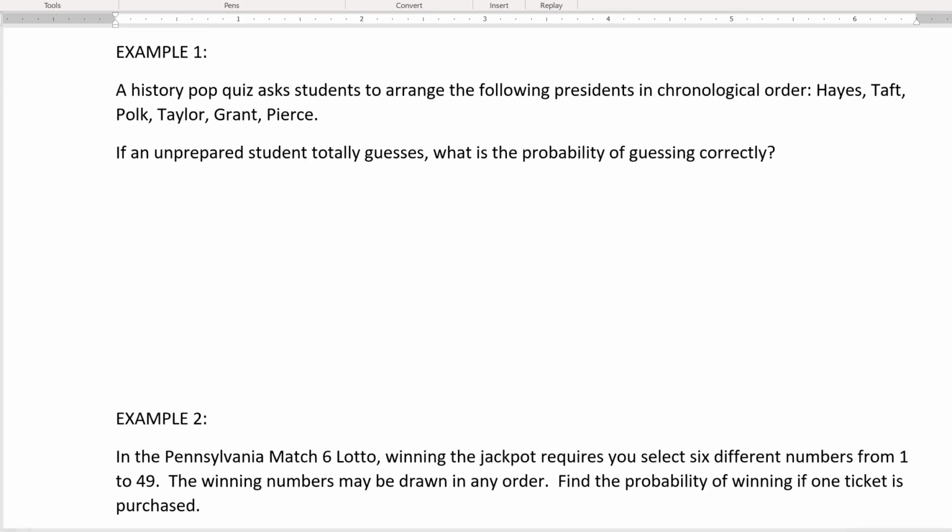All right, so some examples from the book. History Pop Quiz asks students to arrange following presidents in chronological order: Hayes, Taft, Polk, Taylor, Grant, Pierce. If an unprepared student totally guesses, what's the probability they get them all in the correct order? Well, wait a second. The order here matters, right? So there are 1, 2, 3, 4, 5, 6 presidents, and the order matters. So that would be a permutation or combination.